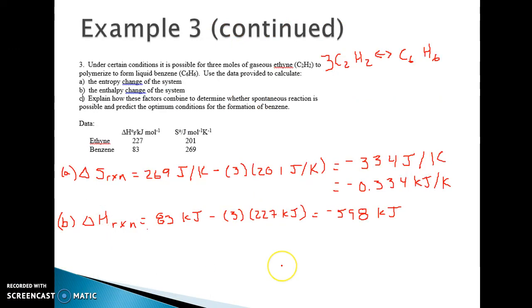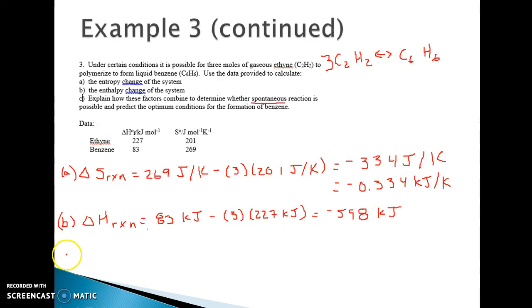All right, so now that you've had a chance to calculate those, for the entropy, you should have gotten negative 334 joules per Kelvin. I converted this to kilojoules because I know I'm going to need to do that when we start to look at the spontaneity piece of this, because it's going to need to be in the same units as the delta H to do those calculations. So for your delta H, for your enthalpy of reaction, you should have gotten negative 598. Now, if you didn't get that, pause the video for a minute, take a look at my work, see if you can figure out what went wrong.